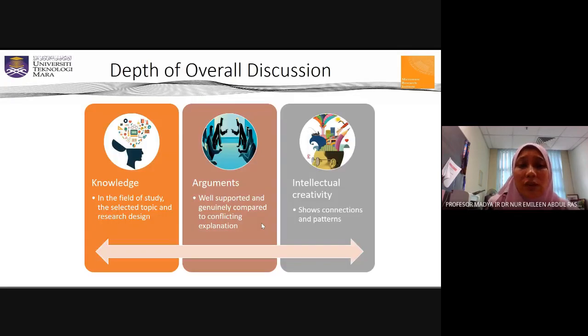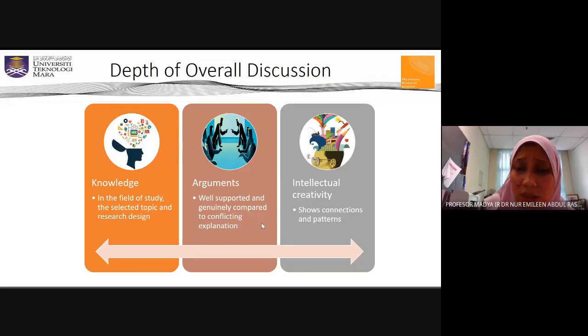Okay, quality of the thesis. So the depth of the overall discussion. So basically kita nak tengok ada tiga. Satu, knowledge, arguments and intellectual creativity. So knowledge ni kita nak tengok in the field of study, selected topic and research design dia. Cukup tak knowledge dia on this area? Literature yang thesis tu ada tu cukup ataupun tidak?